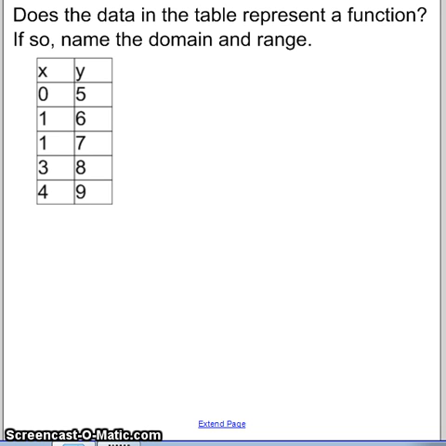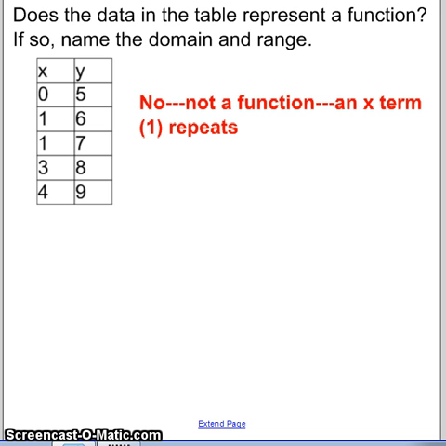Same question here for another data table. Determine whether or not it's a function. Look down the x column, 0, 1, 1. Oh, can't repeat x's and still be a function, so this one is not a function.